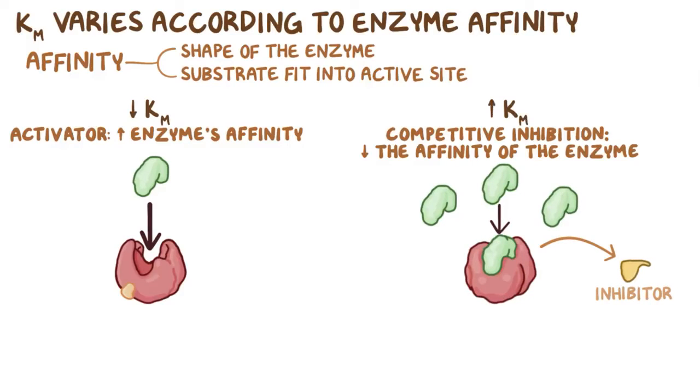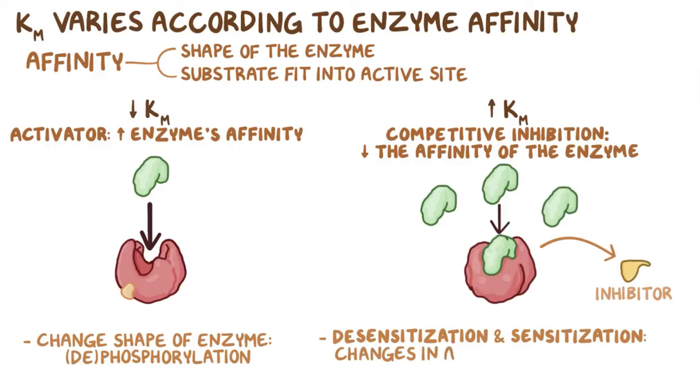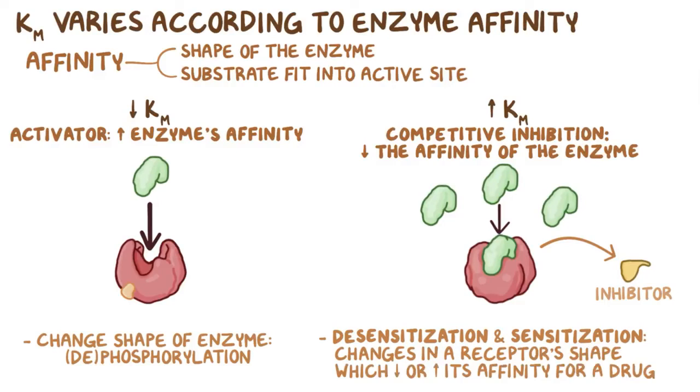Now, practically speaking, a common way to change the shape of an enzyme is through phosphorylation by kinases, or dephosphorylation by phosphatases. And many processes are regulated this way in our cells. In fact, the terms desensitization and sensitization refer to changes in a receptor's shape which decrease or increase its affinity for a drug.